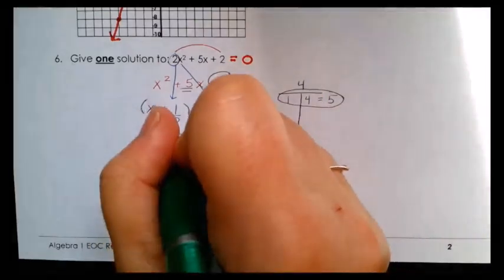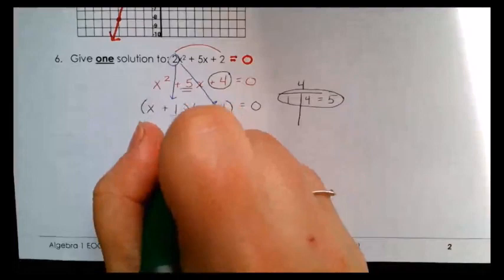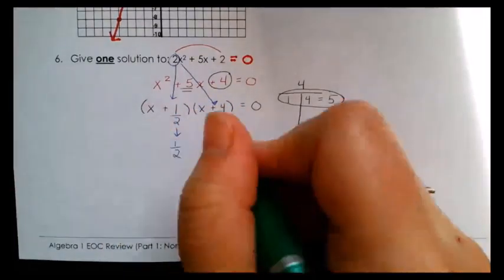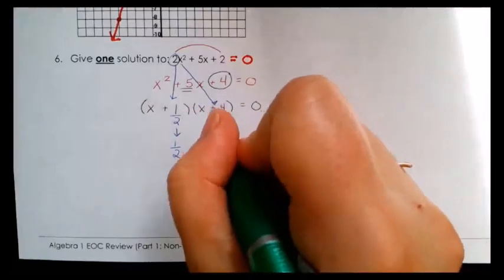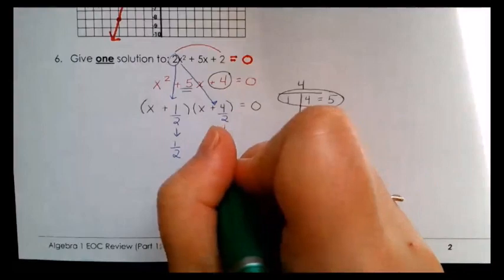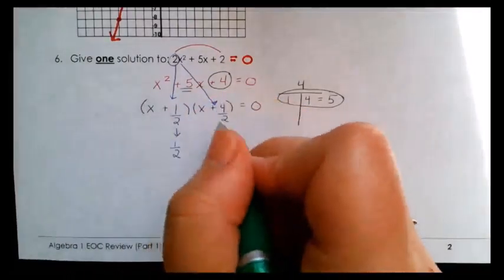Now let's simplify these fractions if we can. 1 over 2, well, that's as simple as it goes. You can't simplify that any further. 4 divided by 2, well, 4 divided by 2 is 2. 2 goes into 4 twice, so I'm going to simplify that to be 2. And now I'm going to bring back the rest.